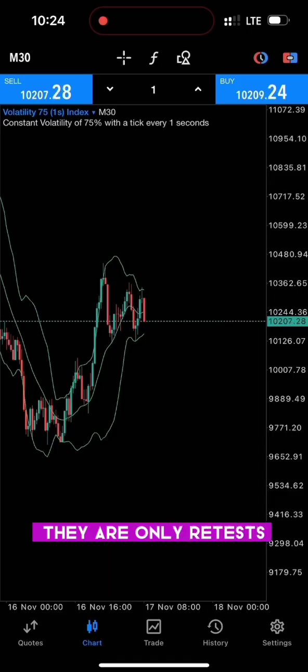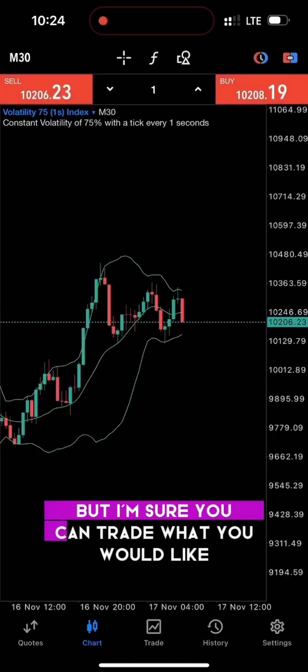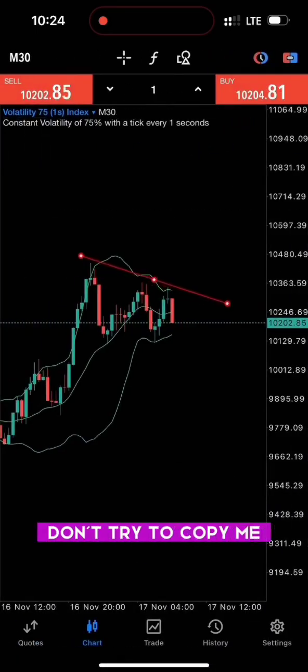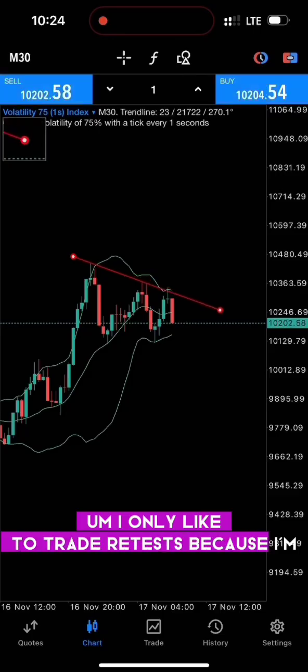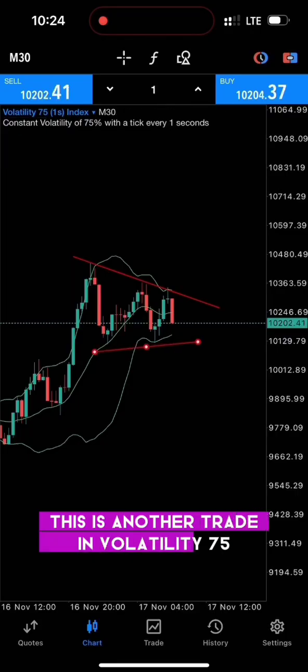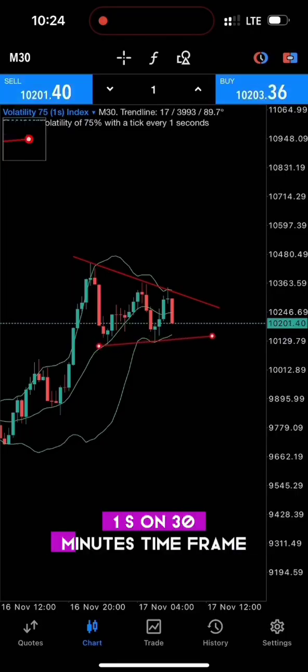They are only retests, but I'm sure you can trade what you would like. Don't worry, don't try to copy me. I only like to trade retests because I'm very good at those. This is another trade on Volatility 75 (1s) on the 30-minute time frame.